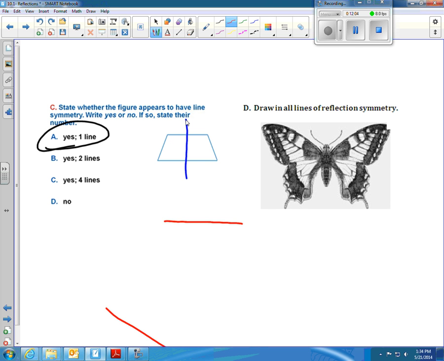On our last one with our butterfly here, we can only fold it right down the middle, and we come up with our line of symmetry.